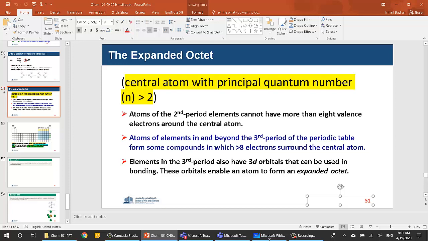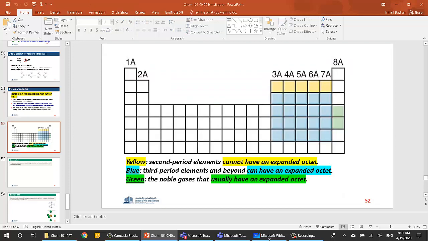And some of these elements violate the octet rule by having less than 8 electrons. For example, beryllium, Be, which is in the second group, and boron and aluminum. Usually carbon, nitrogen, oxygen, and fluorine cannot break the octet rule except in a few cases.